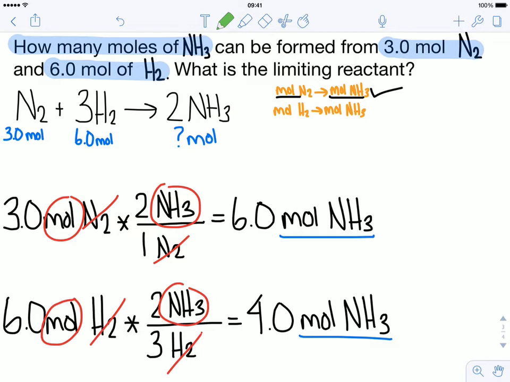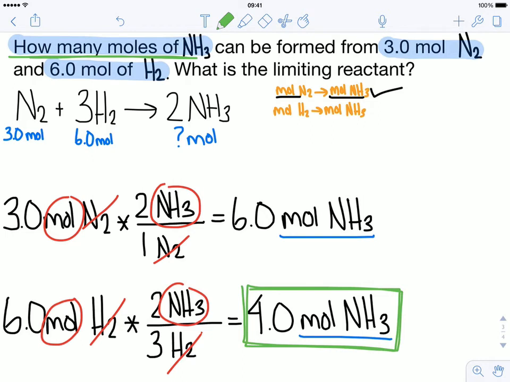So again, in this case, the smaller of the two numbers is the maximum amount of NH3 we can make. Now the smaller of these two numbers is 4.0. So 4.0 is the maximum amount of NH3 that we can make, which answers this question right here. How many moles of NH3 can we make? Now what produced that amount of NH3?